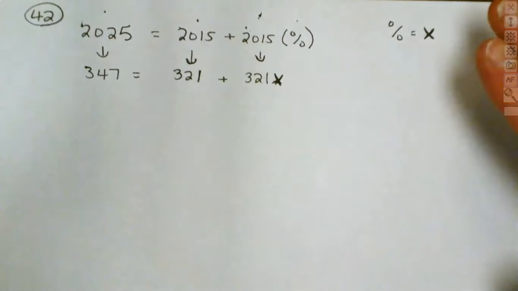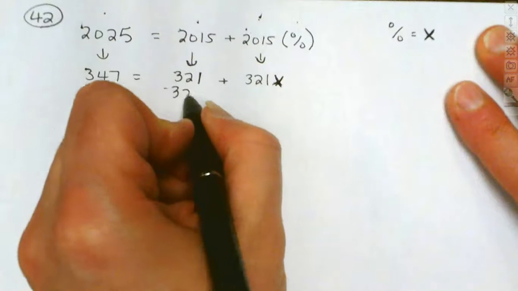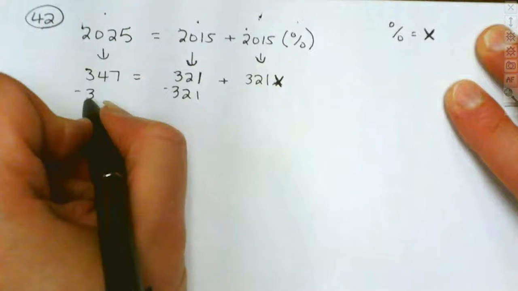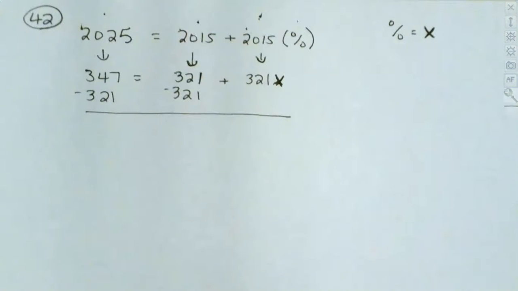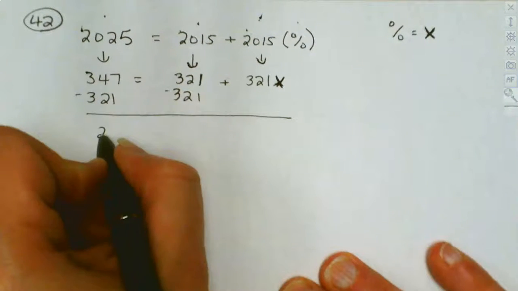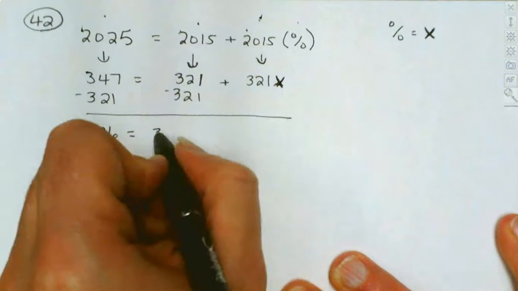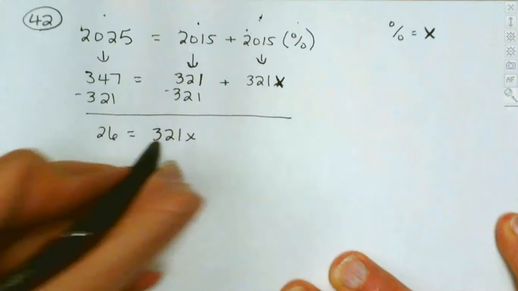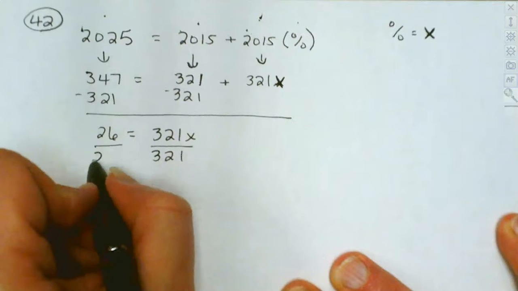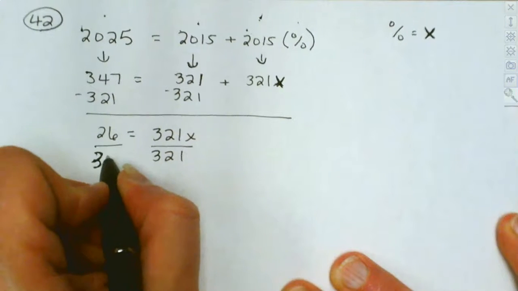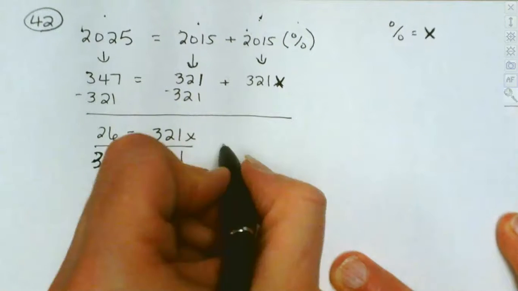So we'll move that 321 over. And we've got 347 minus 321. Well, that's a difference of 26. We're going to divide that by 321. And that's going to give us our percentage rate as a decimal.